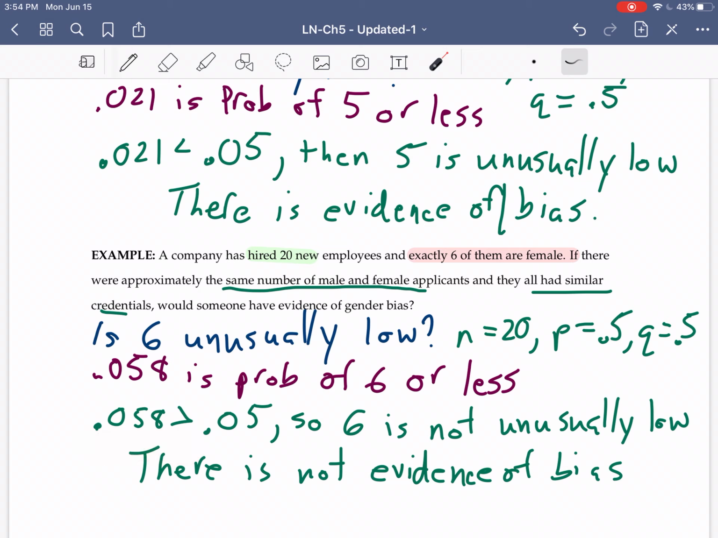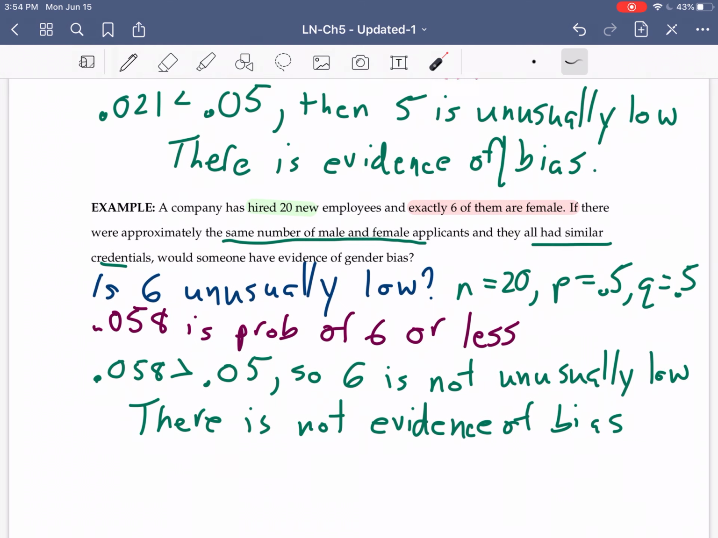We would say, maybe there's something about the way we came up with this probability was wrong. One of our assumptions was wrong. And really, the only assumption we made is that the probability they hired a female was 50%. And so if we move that down a little bit, then it makes 6 or less, that probability go up, and so that probability would have changed.